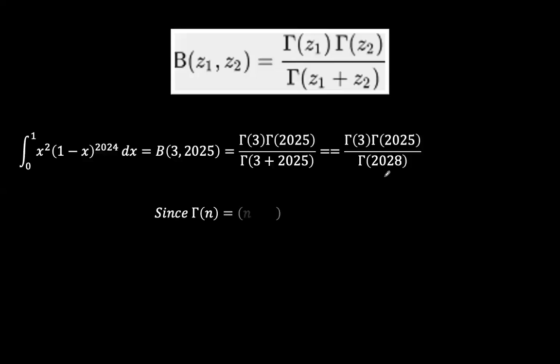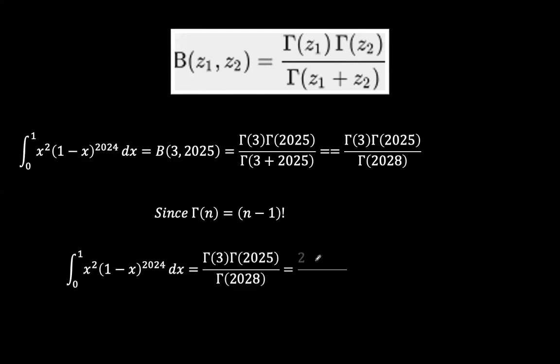Now, from definition, a gamma function of an integer n is the same as (n minus 1) factorial. And so this problem here now becomes 2 factorial, since gamma of 3 is 2 factorial. The gamma function of 2025 is the same as 2024 factorial, over the gamma function of 2028, which is the same as 2027 factorial. So 2024 factorial is 2024 times 2023 all the way up to 1. 2027 factorial is 2027 times 2026 all the way to 1.